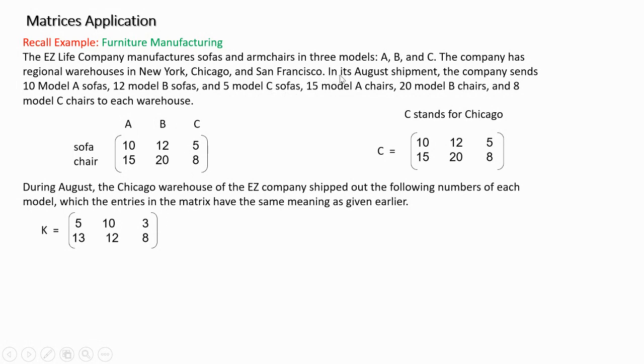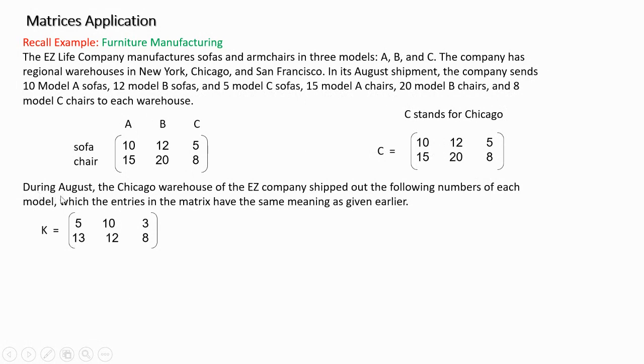Now this will be for C. In its August shipment, the company sends 10 Model A sofa sets, 12 Model B sofa sets, and 5 Model C sofa sets, 15 Model A chairs, 20 Model B chairs, and 8 Model C chairs to each warehouse. So the C stands for Chicago, and this is the shipment that was sent to Chicago.